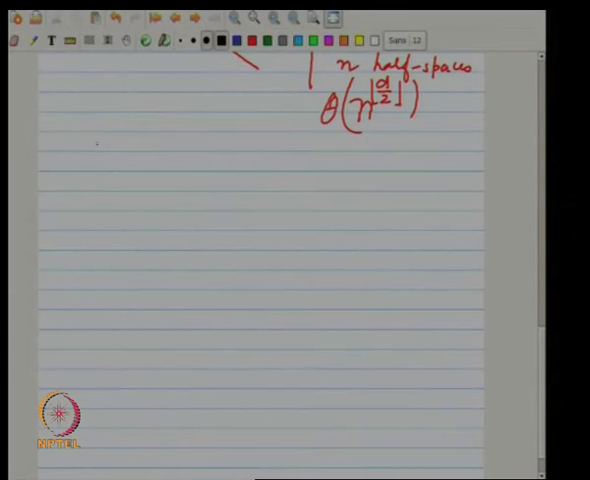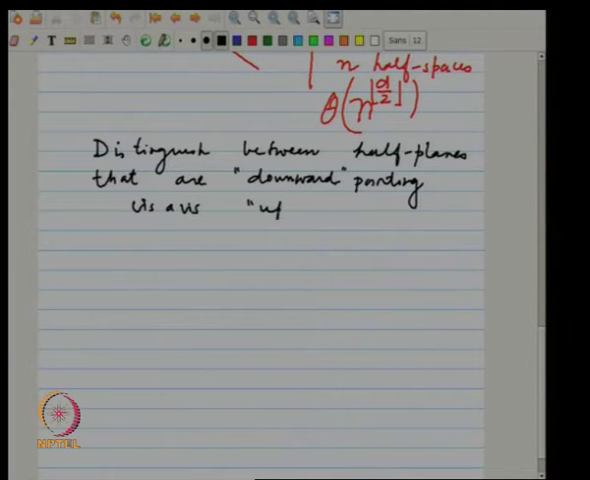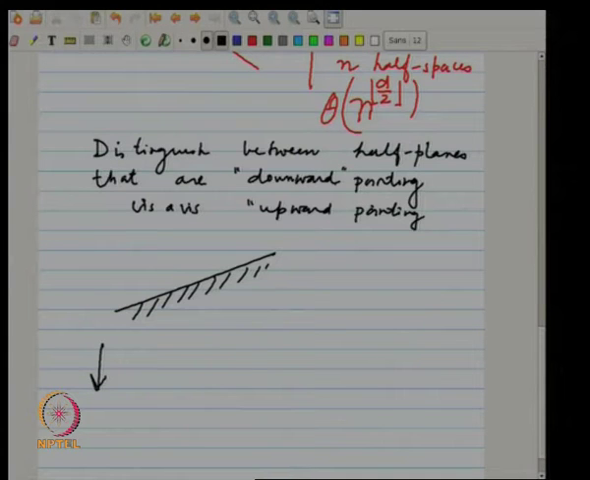So here I will take a similar route where I will do the following. I will distinguish between half planes that are downward pointing vis-a-vis upward pointing. Of course, we are missing out some things which are neither downward nor upward pointing. Anyway, first let us see what we mean by downward pointing. So, we have a half plane, and this is what I am saying is downward pointing, and this is a half plane that I am saying is upward pointing.